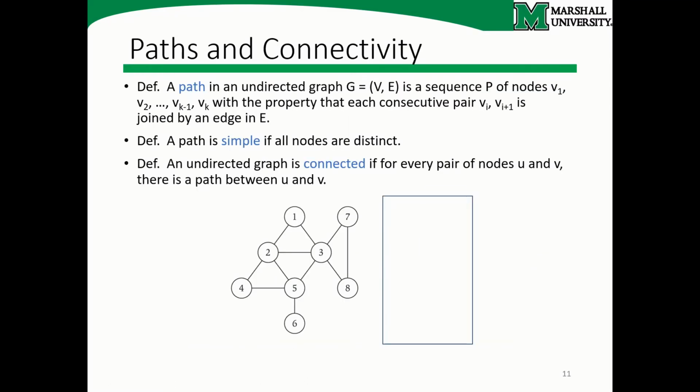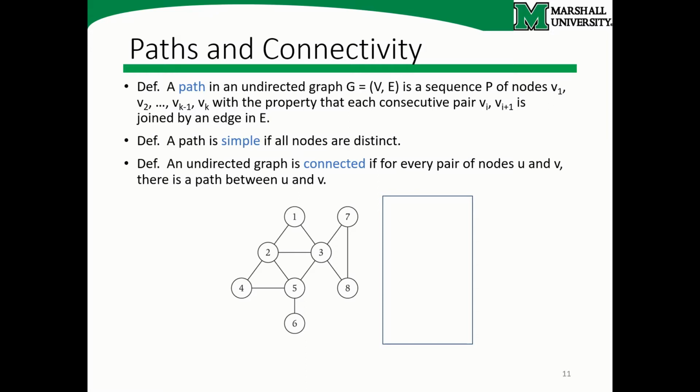A path in an undirected graph G is a sequence P, which consists of some nodes where each consecutive pair of nodes is joined by an edge E. A path is simple if all nodes are distinct.